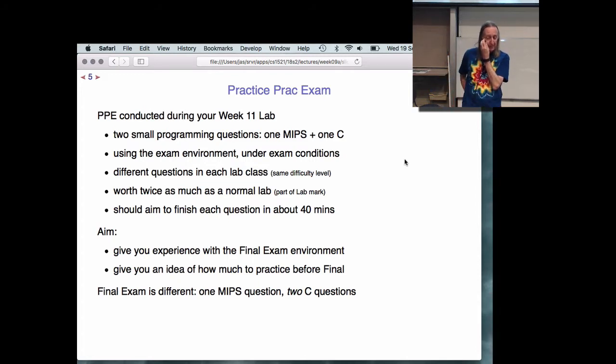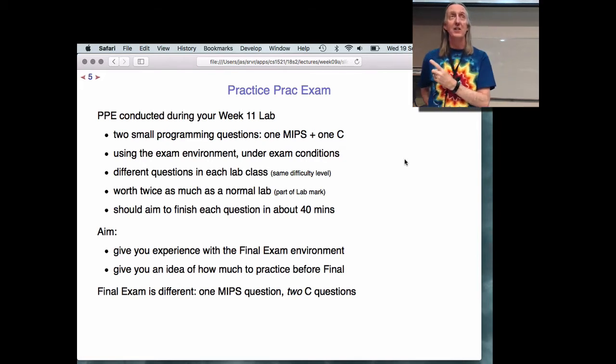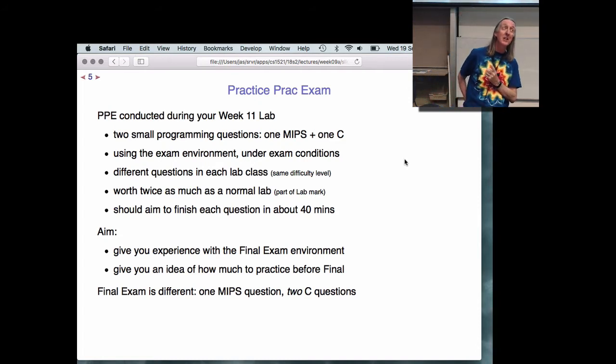So, doing the practice prac exam is a chance for you to set yourself up for the final exam, or to realise I don't know enough to pass the final exam, so I better do a bit more work in the next few weeks. But certainly, one thing you really need to be careful about with prac exams is that you don't get sucked into working on a problem for too long.